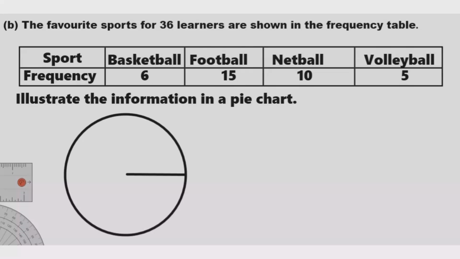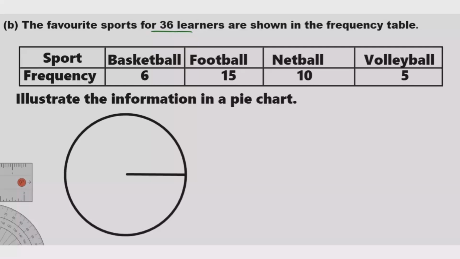So what we need to do to fill in this information in a pie chart, first we need to find the number of pupils in angles. Okay, so for instance, we have 6 learners who liked basketball. So for basketball we have 6, out of how many pupils? We are told there are 36 pupils.